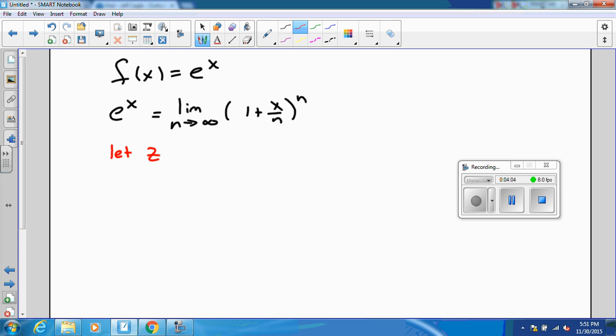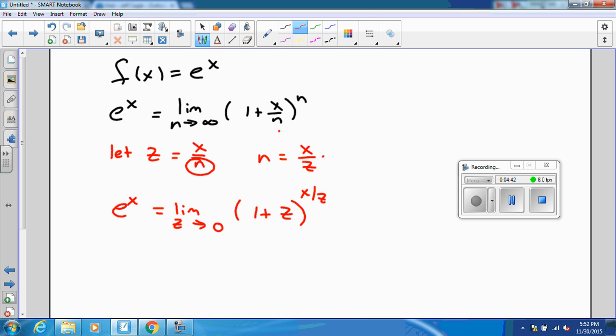But let's do the same substitution that we did before, but with a small twist. Let's let z equal x over n. And once again, if z is equal to x over n, then n is equal to x over z. So that I can rewrite my limit as the limit as z goes to, let's see here, what will z go to as n goes to infinity? As n goes to infinity, z will go to 0. z is equal to x over n, so we can substitute there. And n is equal to x over z, so we can substitute here.